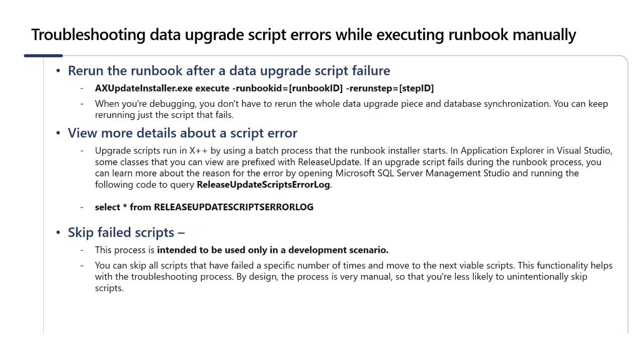This process is intended to be used only in a development scenario. You can skip all the scripts that have failed a specific number of times and move to the next viable script. This functionality helps with the troubleshooting process. By design, the process is very manual so that you are less likely to unintentionally skip a script. So you need to make sure that you are using this process in a development scenario, in the first or second run. Later, you should not use this skip failed script part.